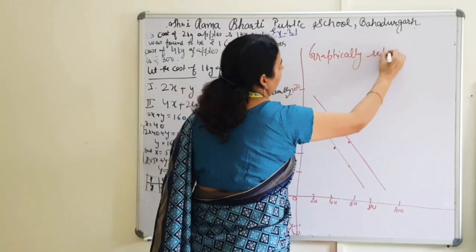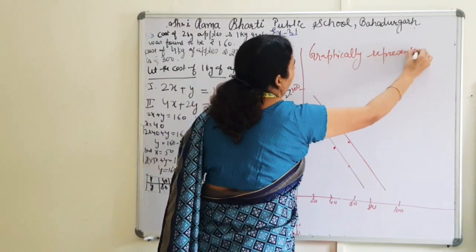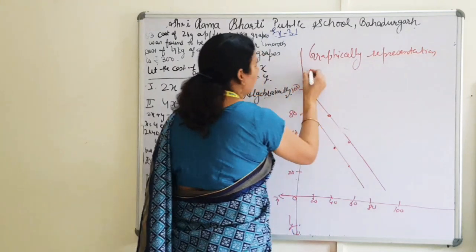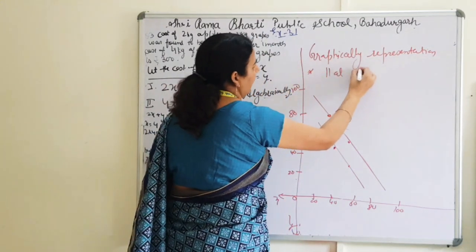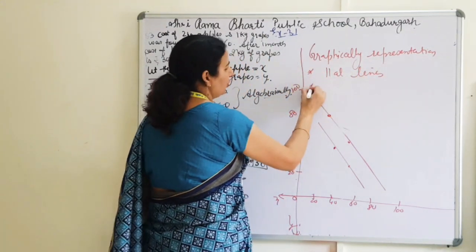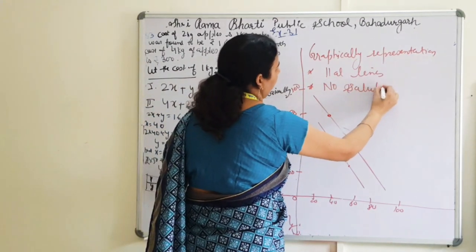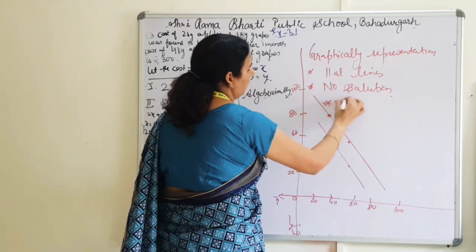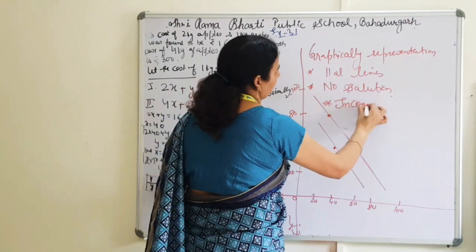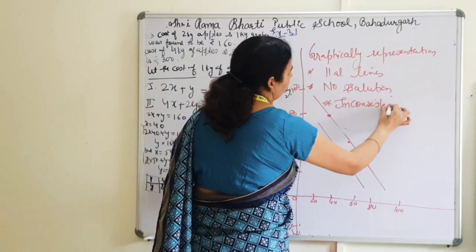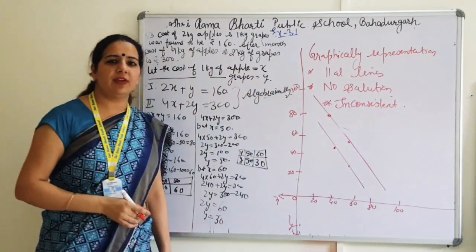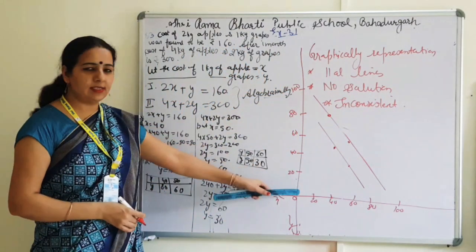Graphical representation, and tell me about the lines. The lines are parallel lines. How many solutions? No solution, because the lines will never intersect. What about the system? It will be inconsistent, because for no solution the system will be inconsistent.